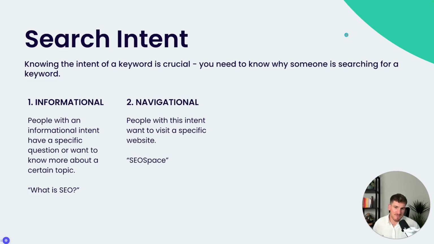We then have navigational. This is when someone is searching to find a specific website or web page. So for example, if someone searches SEOSpace, it's because they're looking for the SEOSpace website, they want to find our homepage, etc., etc. Likewise, if you searched Amazon login, it's because you're probably looking to log into your Amazon account. So you're searching specifically for the Amazon login web page.